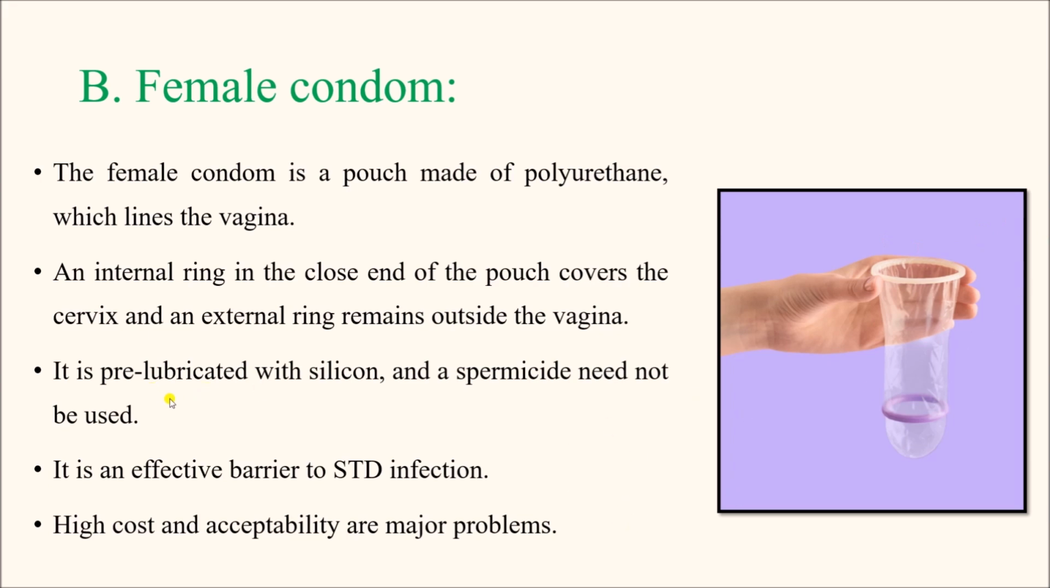It is pre-lubricated with silicone, and that is why spermicide is not generally used along with the female condom. That is not needed. This is also another barrier method that can prevent sexually transmitted infections. The problem here is it is of high cost and the acceptability is not very high among females. So that is why this is also not a very popular choice for the partners.